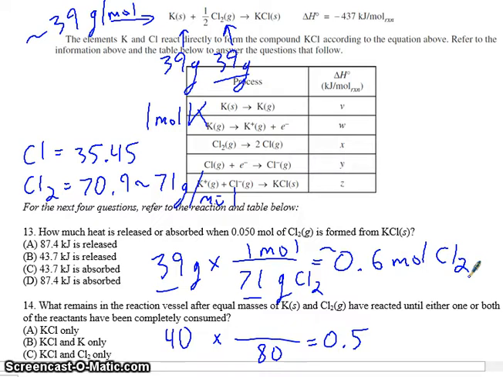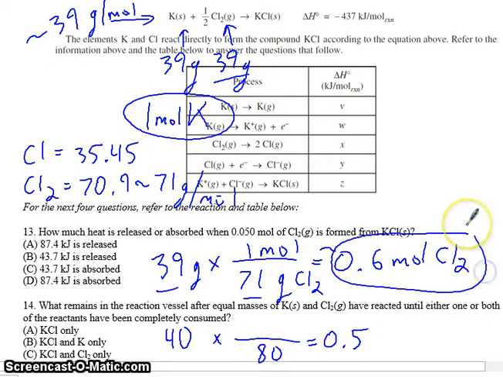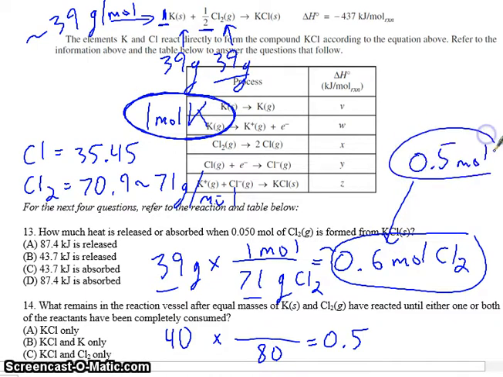So you could have simply chosen any grams. You could have used 100 grams for each and then converted. And then what you would see is that since I have 1 mole of potassium and about 0.6 moles of my chlorine, the reaction needs 1 mole of potassium for half a mole of chlorine. So this whole 1 mole will be used up, and 0.5 moles of chlorine will be used up, leaving 0.1 moles left.